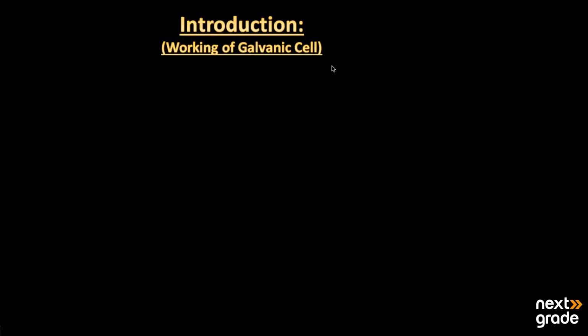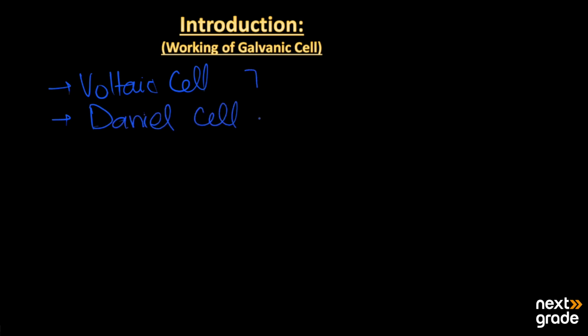So, the topic we will discuss today is the working of the galvanic cell. How do the chemical reactions take place in the galvanic cell? The galvanic cell is basically known as the voltaic cell. It is also known as the Daniell cell. Both names can be used for the simple galvanic cell.